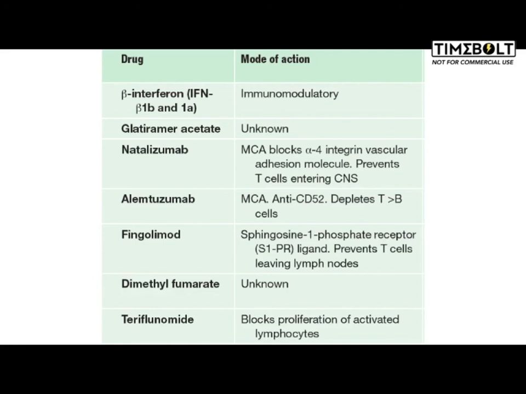Fingolimod is an oral disease-modifying drug. It is a sphingosine 1-phosphate receptor ligand. It prevents T cells leaving the lymph node. The mechanism of it is unknown. Teriflunomide blocks proliferation of related lymphocytes.